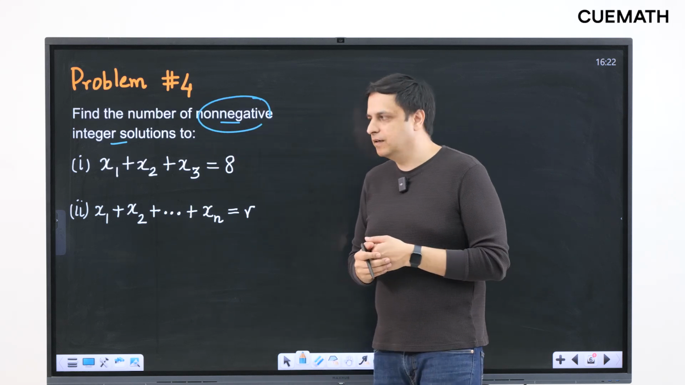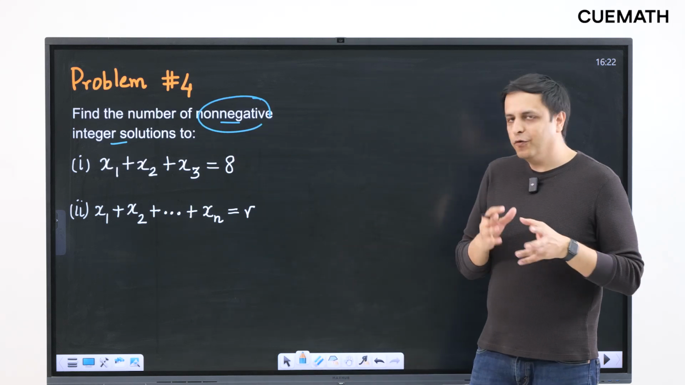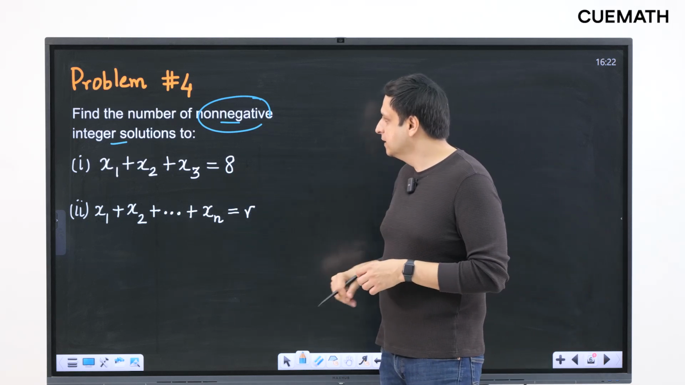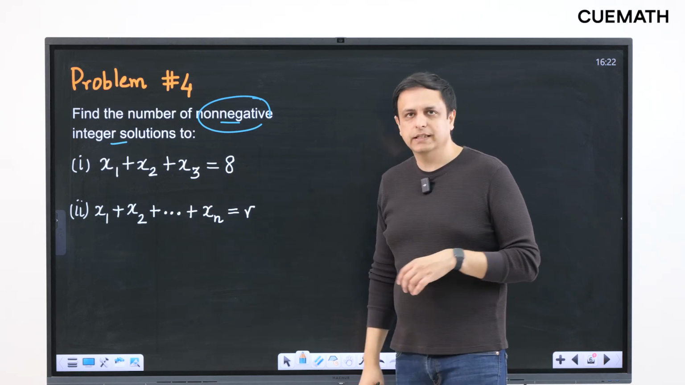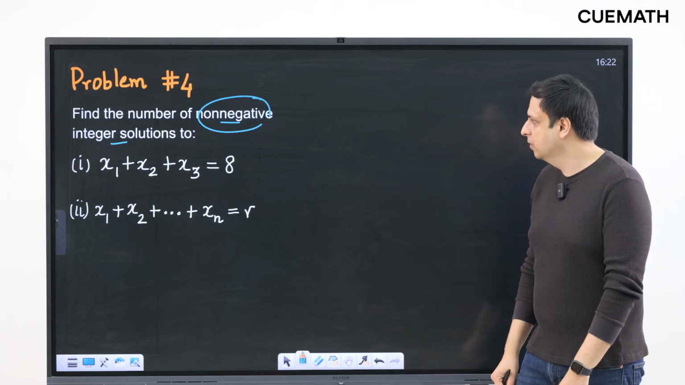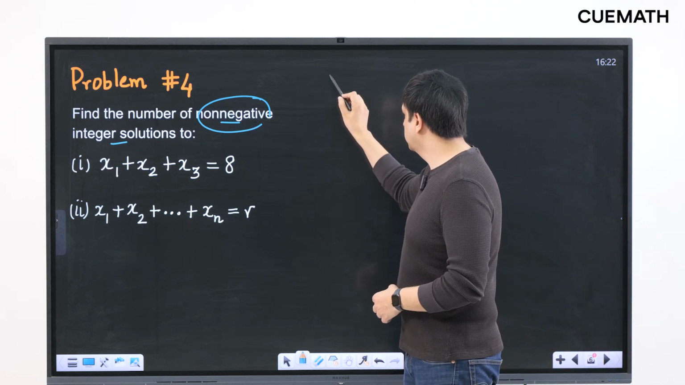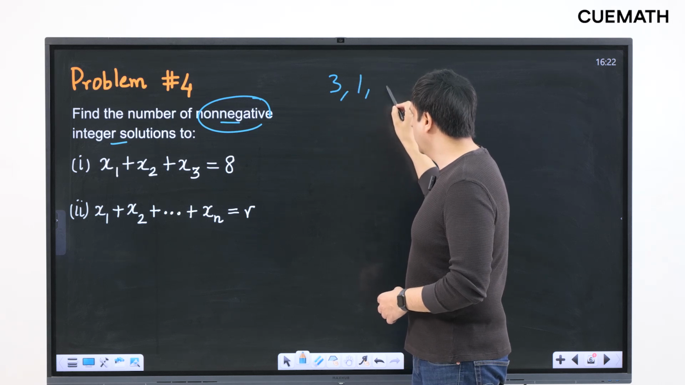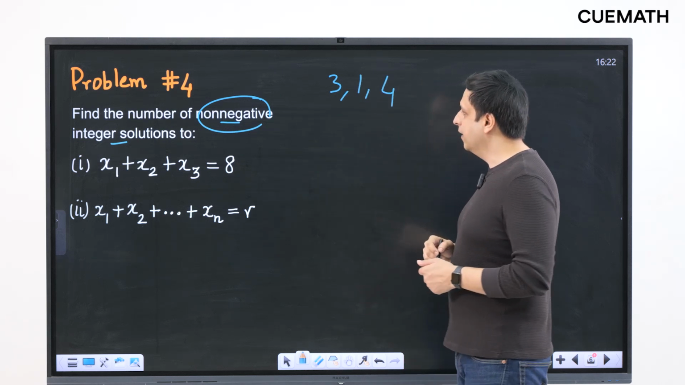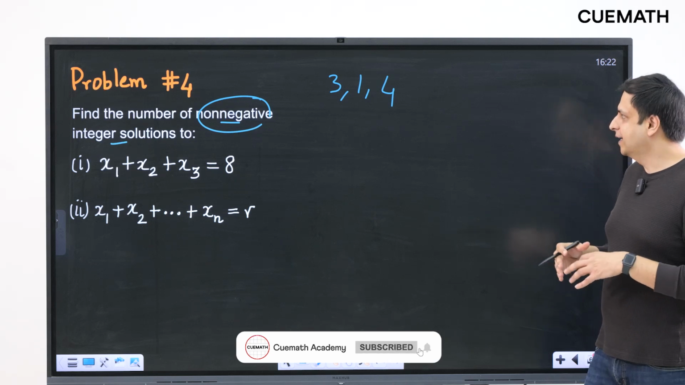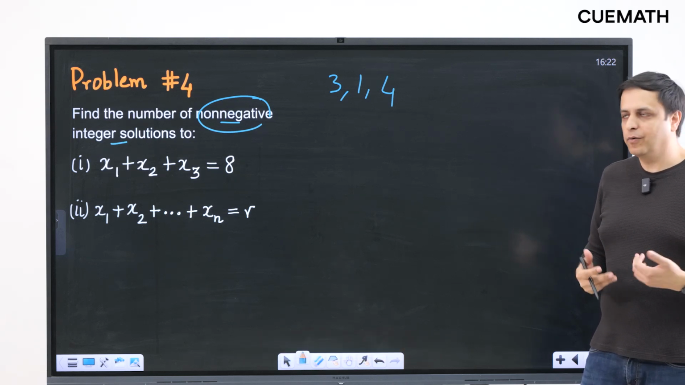So 0 is a valid value. So how do we count all of these solutions? Let's list out some specific solutions of this first equation and see if there is an easy way to count them. So for example, if we take the solution 3, 1 and 4, can we transform it into a string of some kind that then makes our counting job easier?